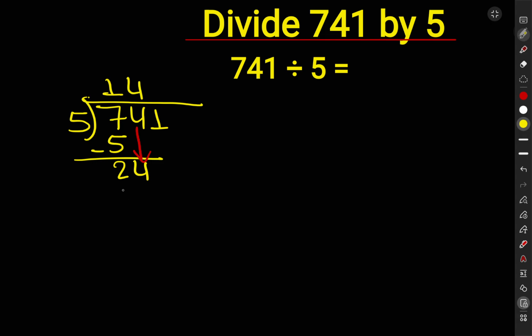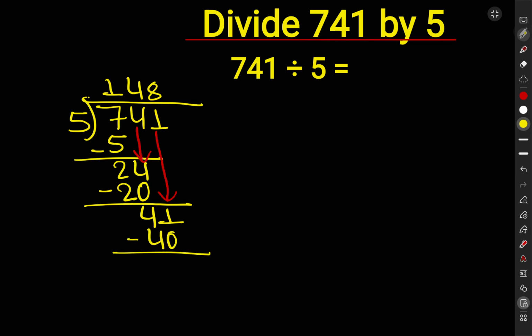5 times 4 is 20. On subtracting, we get 4. So again we put down this 1 and it is 41. 5 times 8 is 40. On subtracting, we get 1.